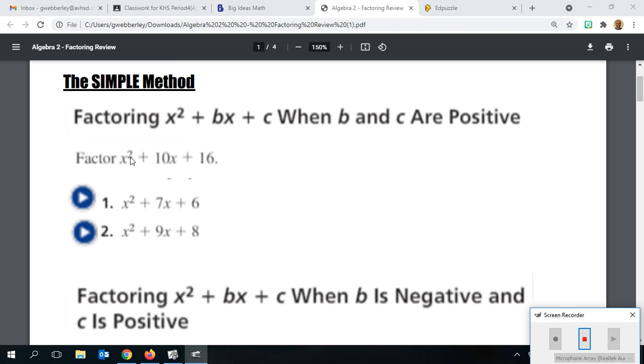So when we look at factoring, I'm going to do this one here. It says factor x squared plus 10x plus 16. The first method we'll look at is the simple method. It's going to be simple at first, but then we'll go on to a more difficult method in a minute. But right off the bat, it should be fairly simple.